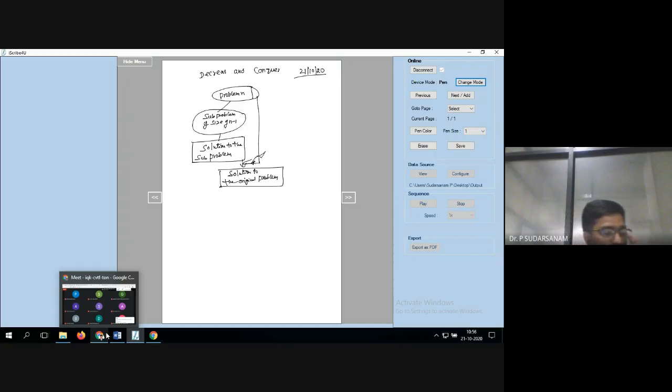So decrease and conquer is the general algorithm design strategy based on exploiting the relationship between a solution to the given instance of the problem and a solution to a smaller instance of the same problem. So that is what the definition says. You have the problem of size n, you take out one small piece, then you have the sub-problem of size n minus 1. With that small piece, you solve the problem and get the required solution. That is the solution to the original problem.